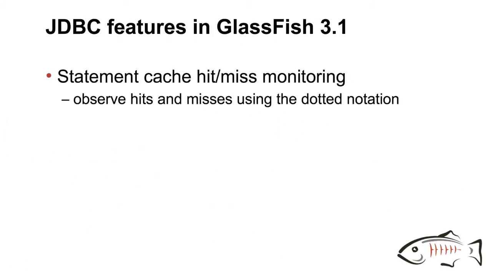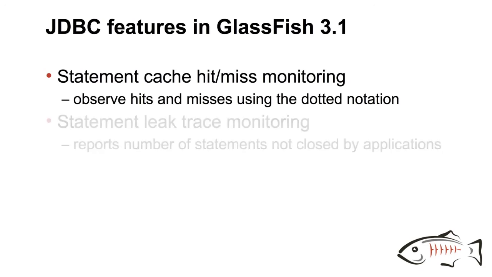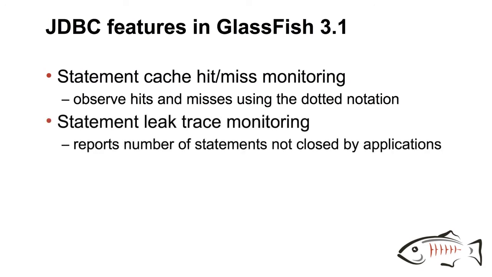Now, the other things that we are adding in 3.1 are, for example, statement caching, where you can observe hits and misses for the statement cache. Another feature is statement leak tracing, which reports the number of statements that the developer has not closed in the application.